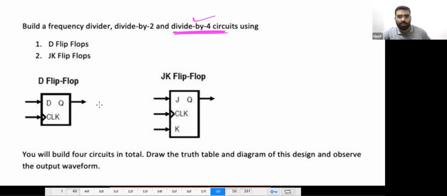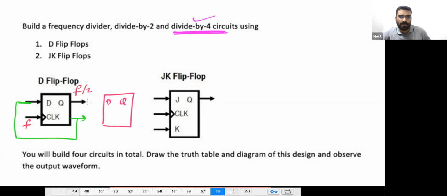Then what will you do? You can use 2 D flip-flops. You can use another D flip-flop, because the first D flip-flop will give you frequency divided by 2. So if this clock has frequency F, then the first D flip-flop will give you frequency F by 2.